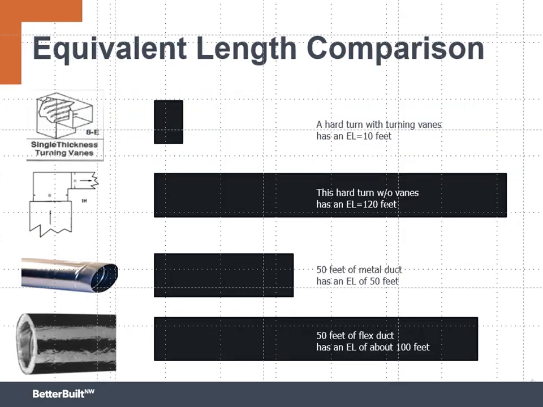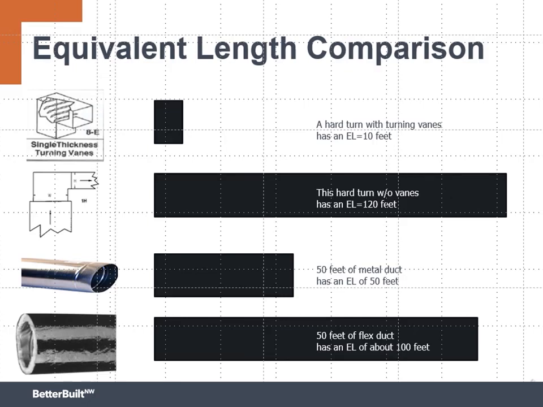Every fitting in a duct system exerts a certain amount of resistance to airflow. The best way to describe that is EL. EL is equivalent length. If you go up here in the upper left-hand corner, we'll see that this fitting coming off an air handler has an EL of only 10 feet. That means it's equivalent to resistance of 10 feet of straight pipe. Notice it has turning vanes. If we go down to a similar fitting without turning vanes, it has an EL of 120 feet.